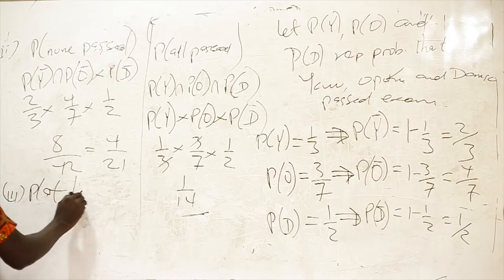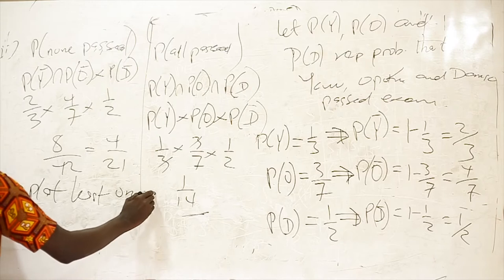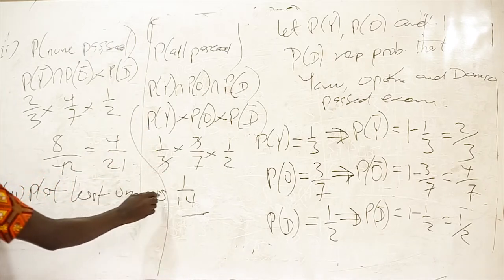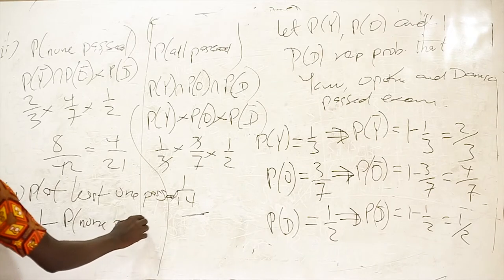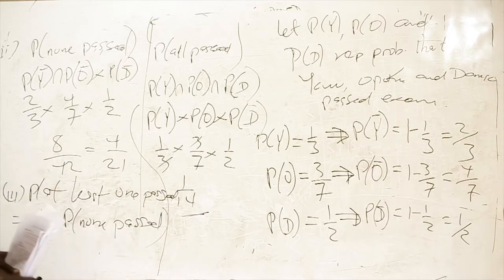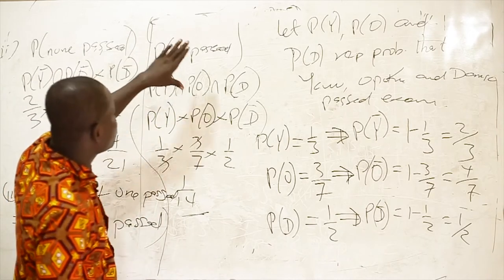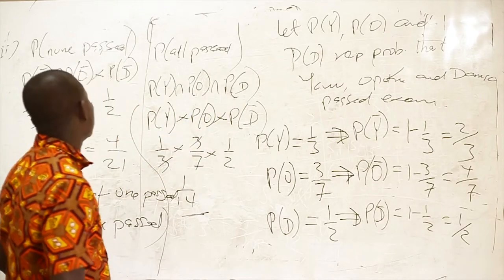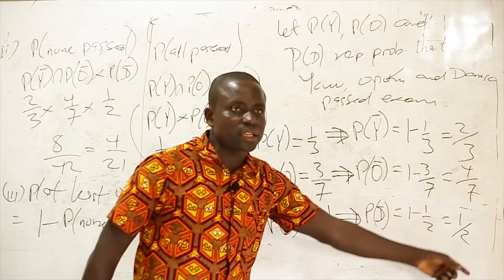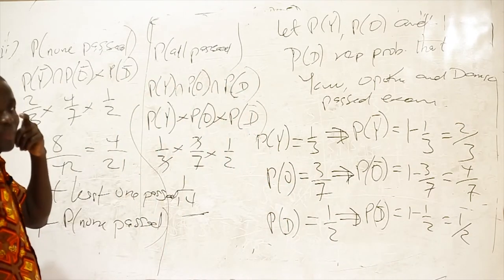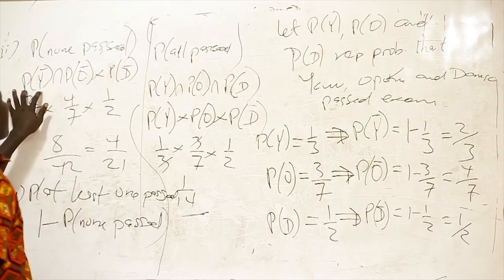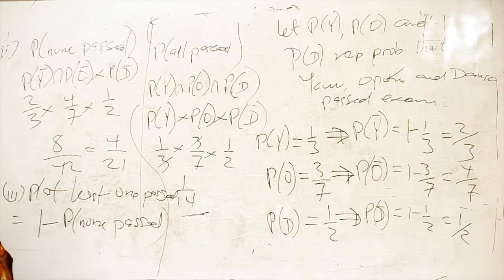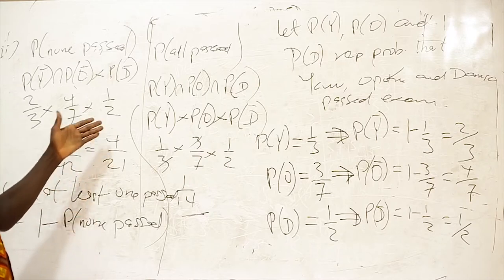Then we come to part IV or III: P(at least one pass). P(at least one pass) is equal to 1 minus P(non-pass). I'm repeating. First, you say the probability that all of them pass is P(Y pass) times P(O pass) and P(D pass). We multiply the respective fractions and we got this one. P(non-pass), the non-pass, we got from these fractions. Are you getting the point I'm trying to make? Yes. So P(Y bar) times P(O bar) times P(D bar), then we got this. And I said that if you think the cancellation will confuse you, just multiply straight away like this. You get 8 here. Multiply this, you get 42. The moment you click equal to, you get 4 over 21.